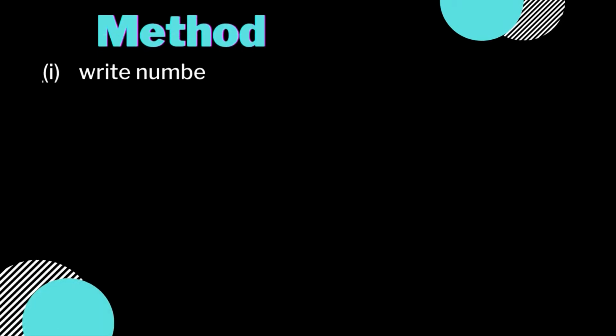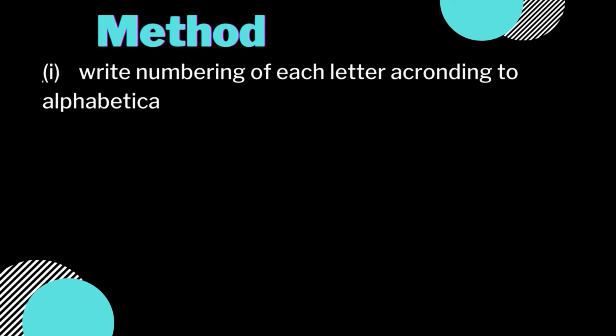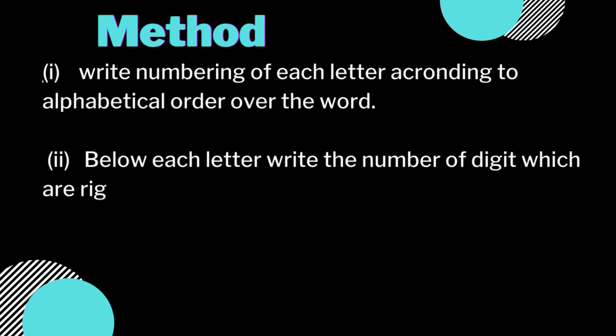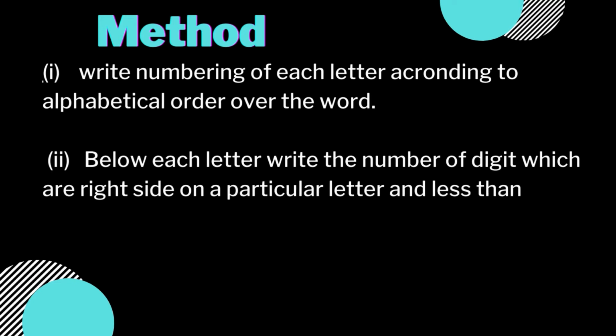Welcome back. Now let's first go through the method step by step. Step 1. Write the numbering of each letter according to alphabetical order over the word. Step 2. Below each letter write the number of digits which are on the right side of that particular letter and less than the assigned number, let a1, a2, a3, an.